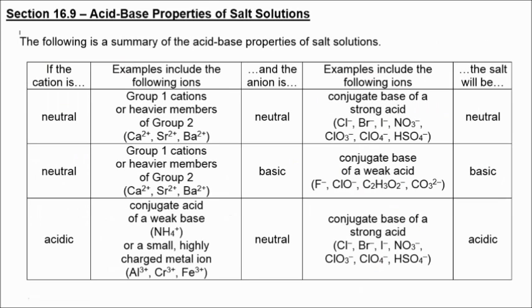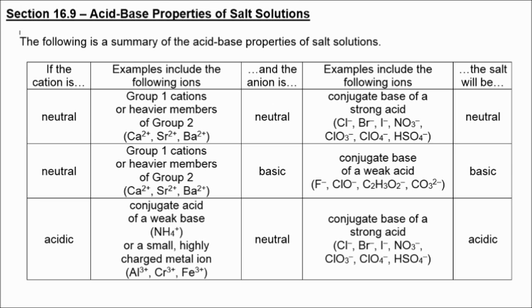This is a summary table to help you figure out if a salt is acidic, basic, or neutral. If the cation is a group 1 cation or a heavier metal member of group 2, and the anion is a conjugate base of a strong acid like chloride or bromide, etc., then that salt would be neutral. So calcium bromide, for example, is neutral, or sodium nitrate is neutral. If instead you have a basic anion, like fluoride or hypochlorite, with a neutral cation, so sodium fluoride or calcium acetate, that would behave as a base. And finally, if you have an acidic cation like ammonium, and you have an anion that's neutral, like ammonium chloride or something like that, it could be acidic.